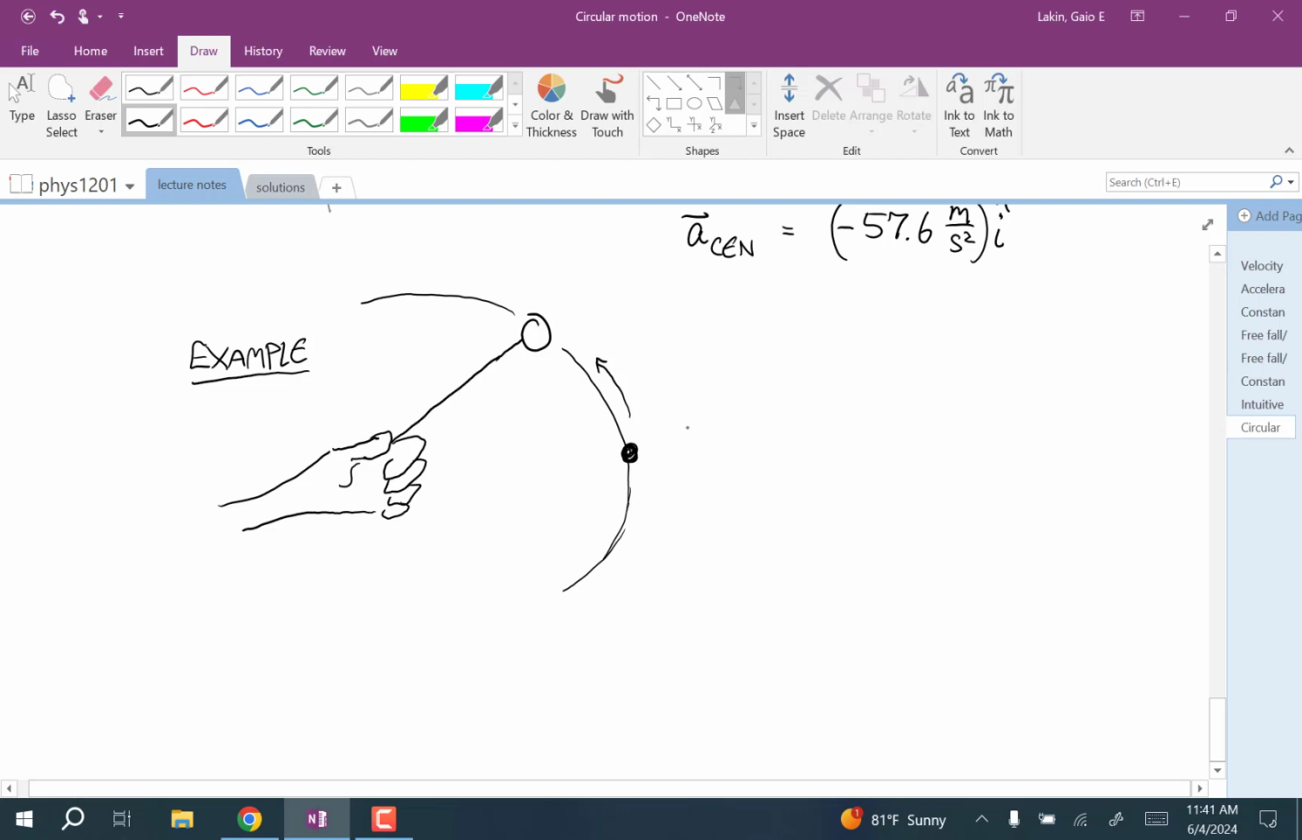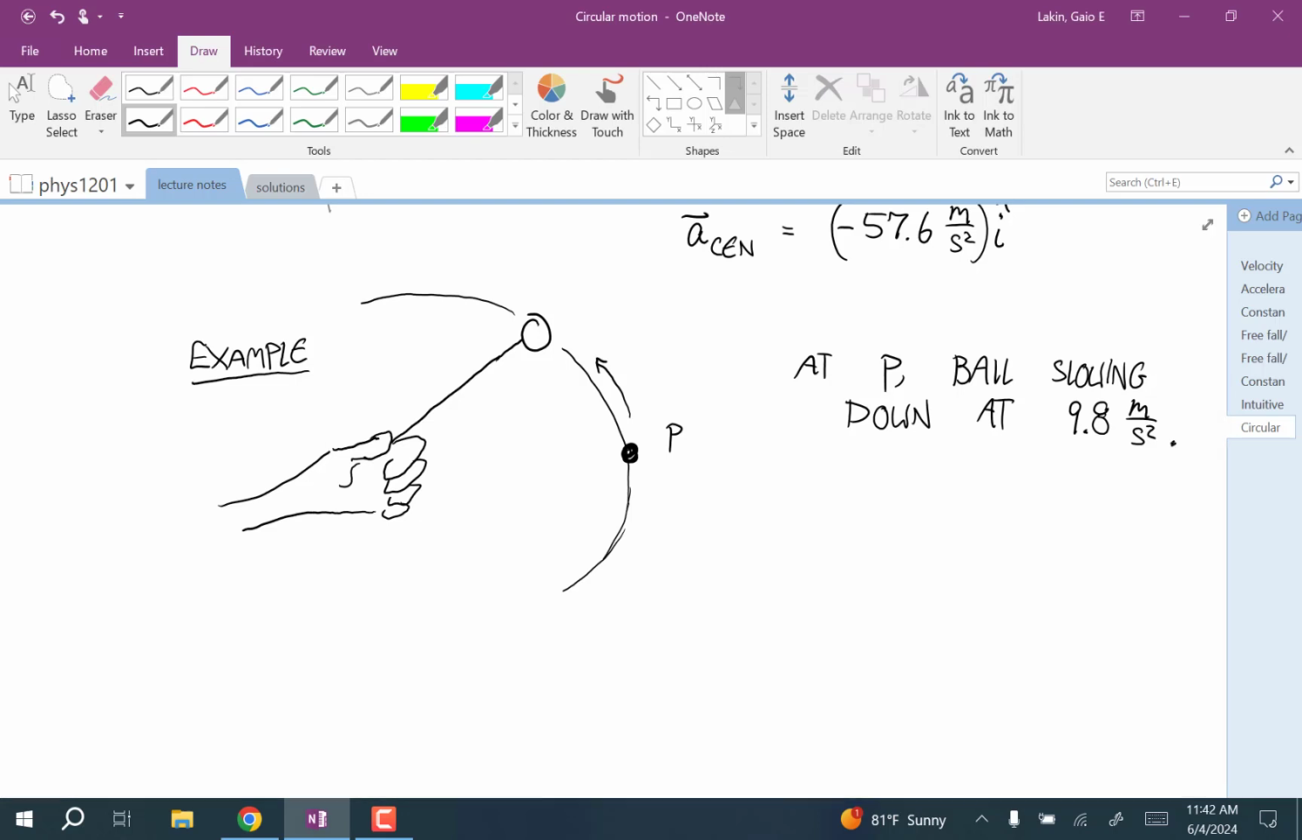And so at this point P, the ball is slowing down at 9.8 meters per second squared. Okay, that's only at that one point in this motion that would happen, but that's what it would be here. The acceleration of gravity would be the tangential acceleration. And we want to know what's the acceleration of the ball.